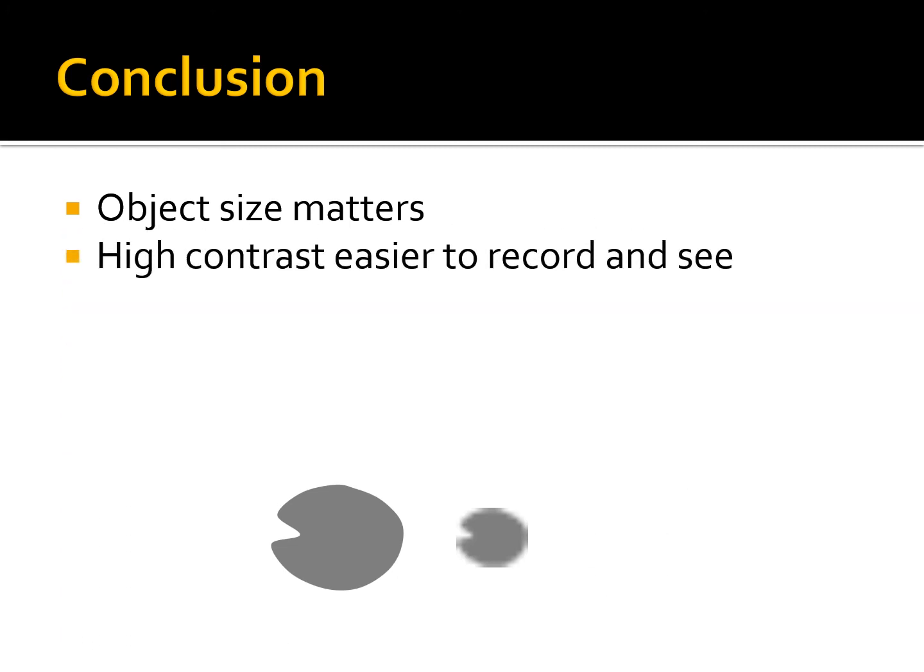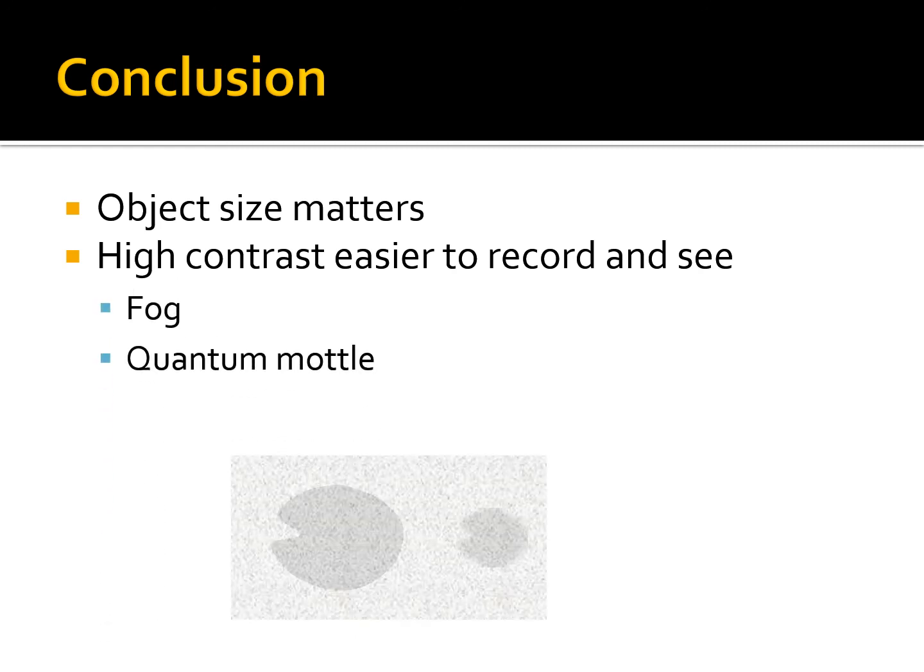Small objects are easier to see in high contrast images. Controlling fog and quantum mottle can play a major role in achieving this end. Use of collimation and grids can control fog, while careful selection of proper mAs can minimize quantum mottle.